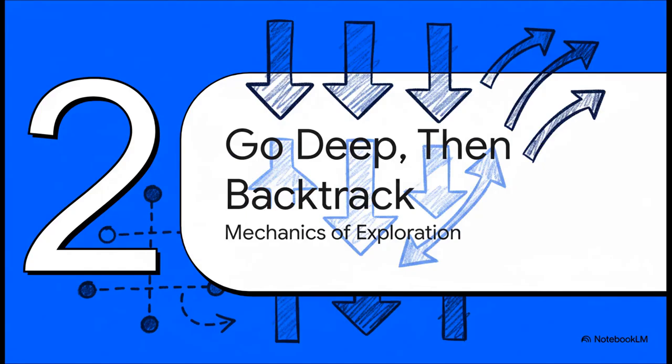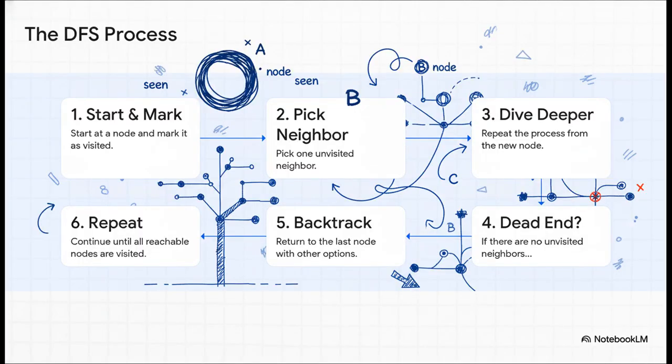Okay, so this whole go deep, then backtrack thing sounds great, but how does a computer do it without getting confused? Let's break down the mechanics. It's actually a pretty disciplined little dance. You start somewhere, let's call it node A, and you immediately mark it visited so you don't come back by accident. Then you look at its neighbors and pick one that's unvisited, say node B.